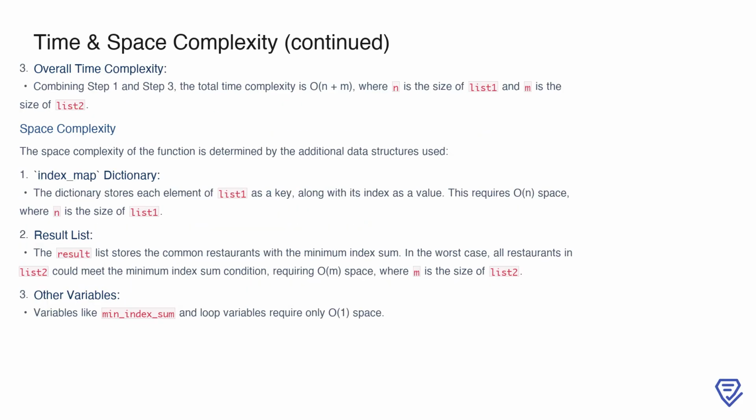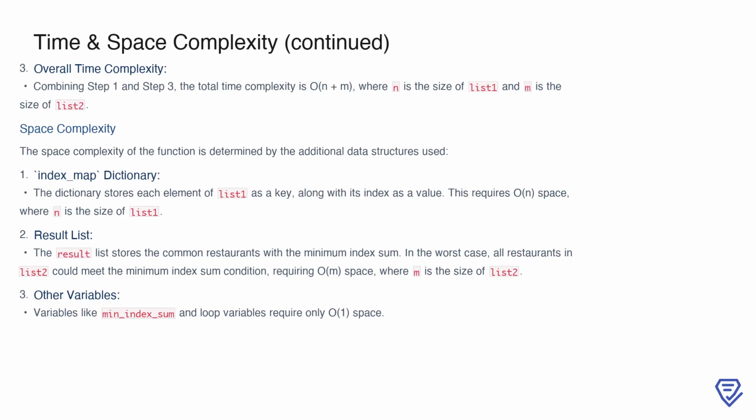Now, considering the overall time complexity, we simply add the complexities of the two major steps, O(n) for building the dictionary and O(m) for iterating through list 2. This gives us a total time complexity of O(n + m), where n is the size of list 1 and m is the size of list 2.